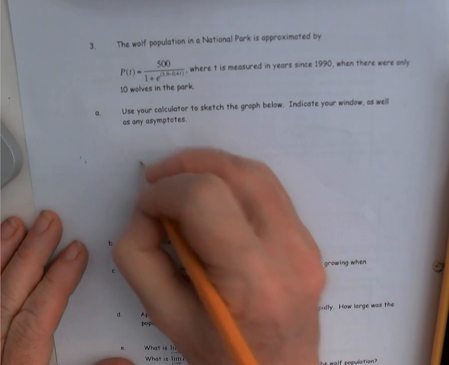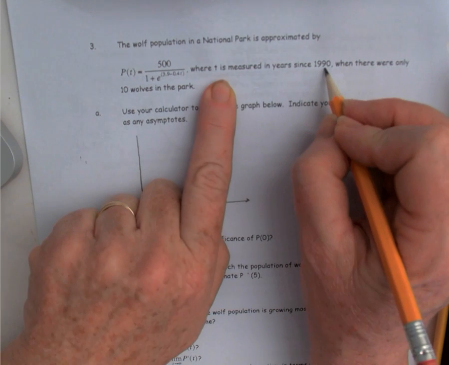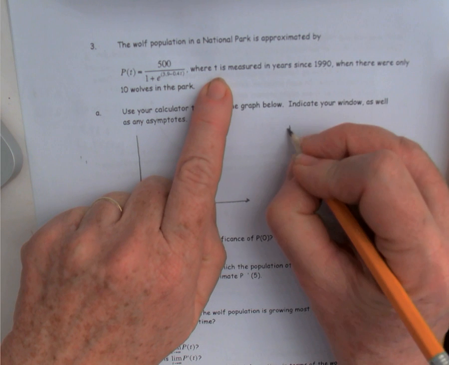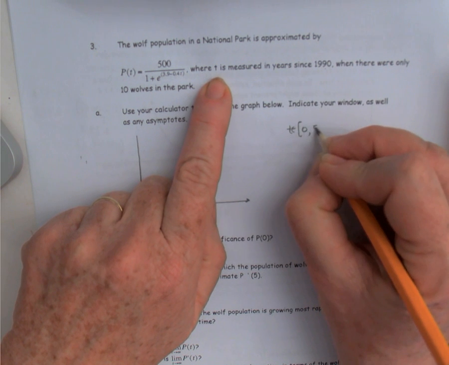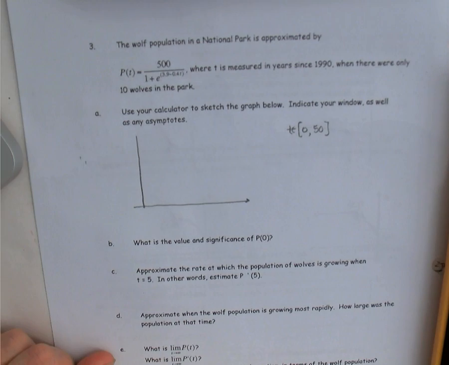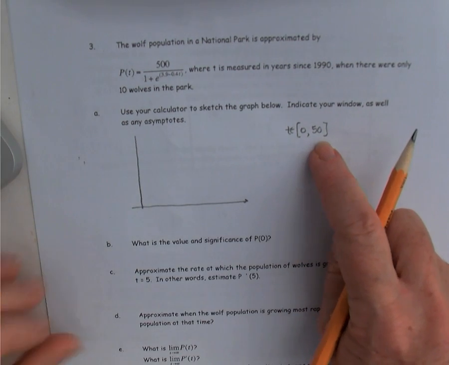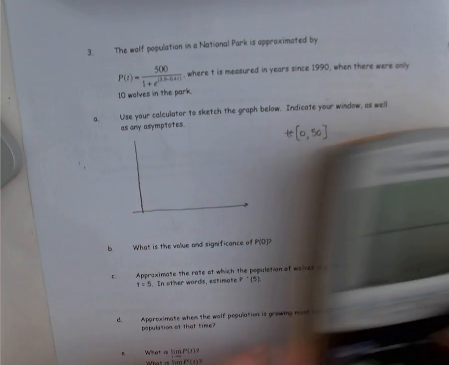What I know is that as far as our t value is concerned, t is the number of years since 1990. I don't really care what happened prior to 1990. So for t, I'm going to let t be in the interval from 0 to, arbitrarily, 50. So that's my x min, x max. As far as my y values are concerned, what I can do is figure out what my y value is at 0.